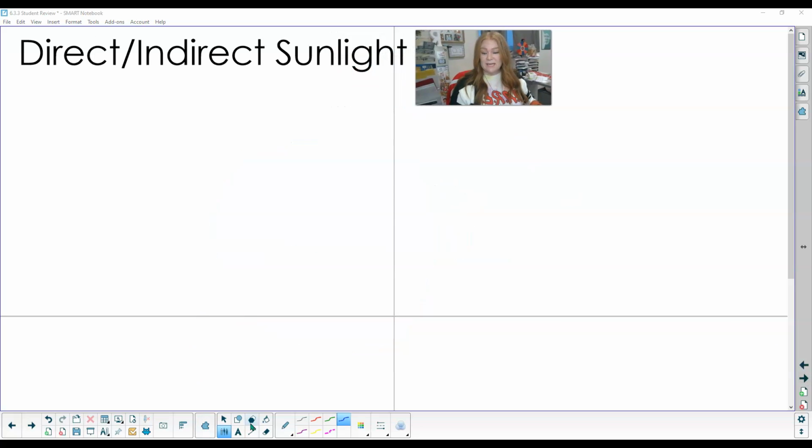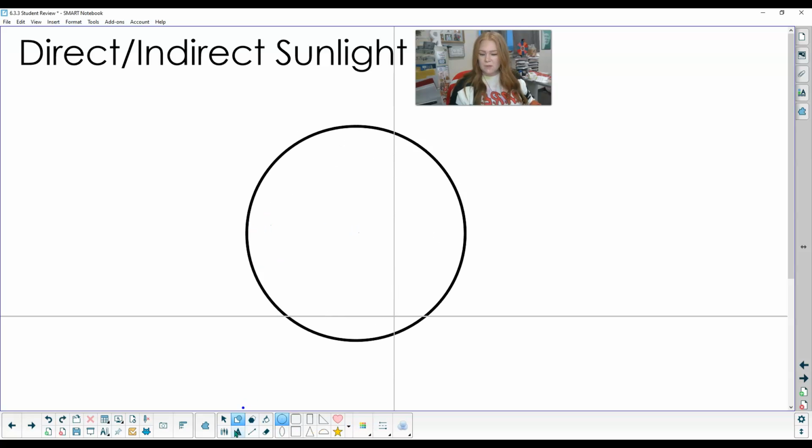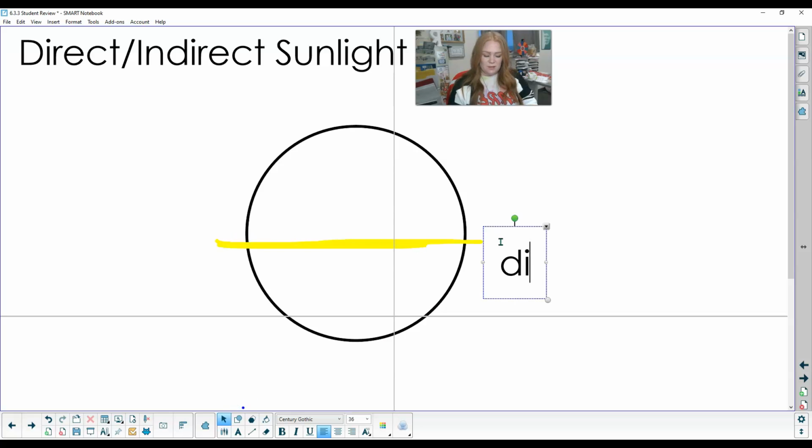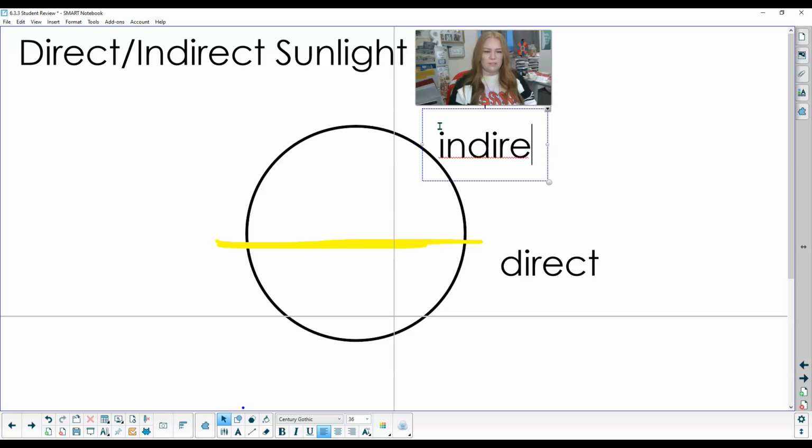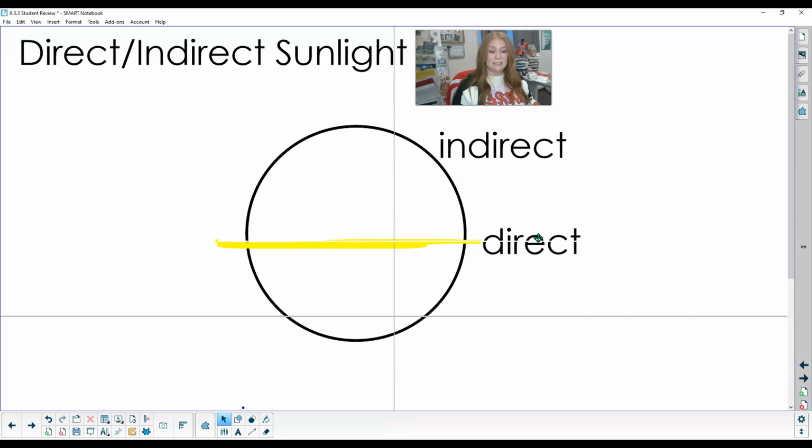We have direct and indirect sunlight. So if I draw a model, okay, apparently I'm drawing a circle. If I have my equator, this is where I'm going to have the direct sunlight. And then up here at the poles is where I'm going to have that indirect sunlight, which spreads out. We get those climate zones because of that direct and indirect sunlight.